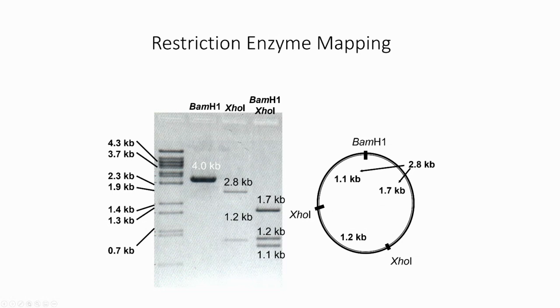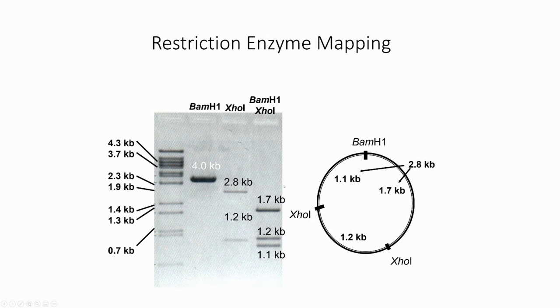If you cut with SalI, 2 cut sites, then they produce 1 fragment here that is 1.2 kb, and then another fragment here that is 2.8 kb. SalI, so you can see 2.8, 1.2. This is 1 fragment, 2 fragments.